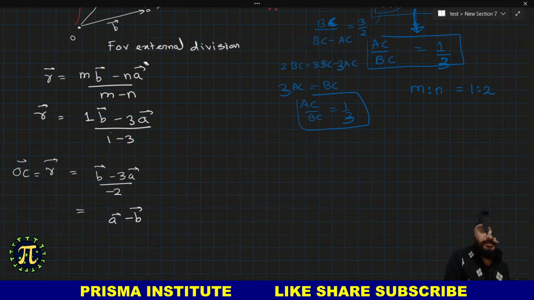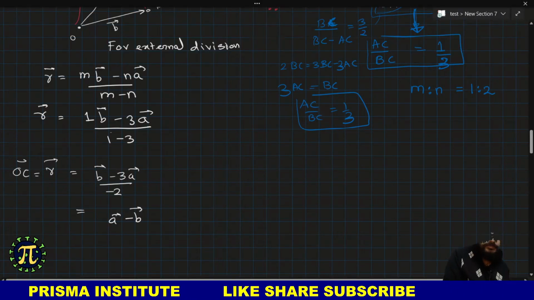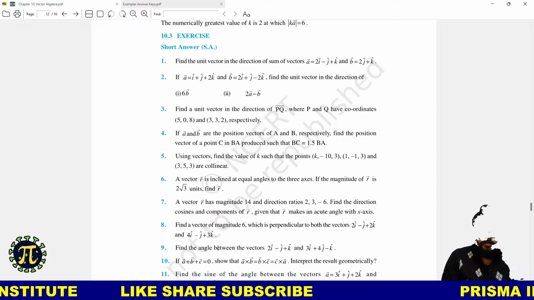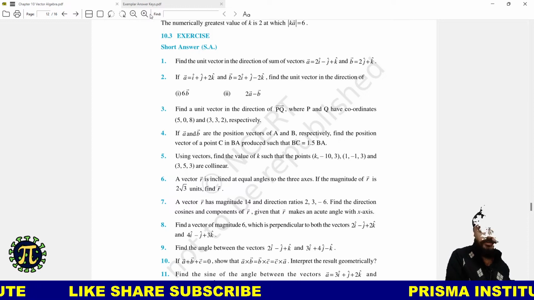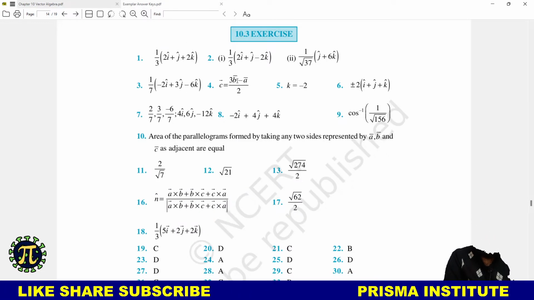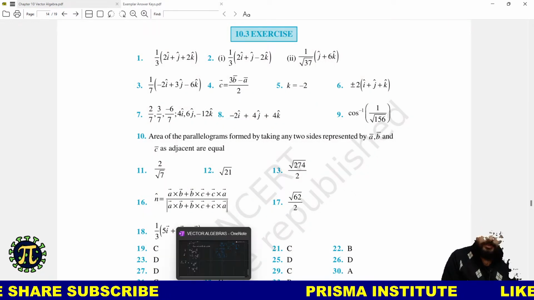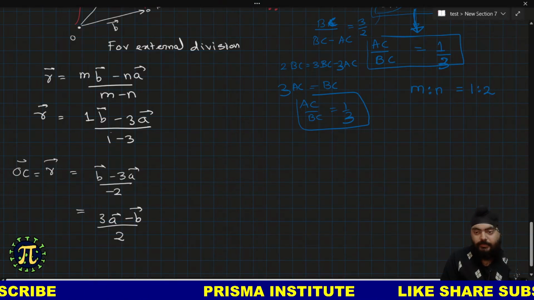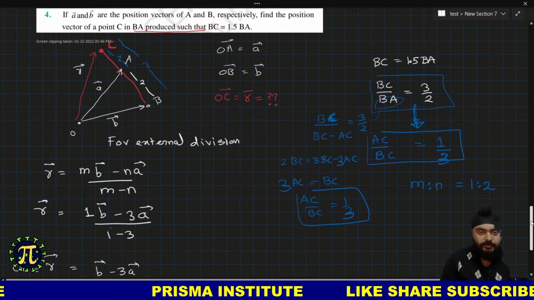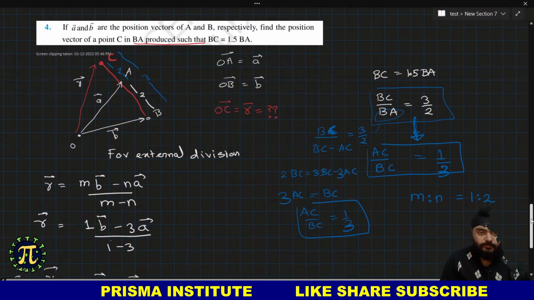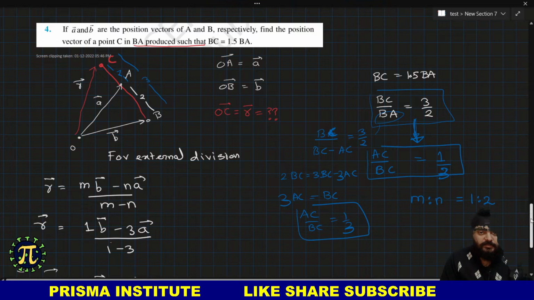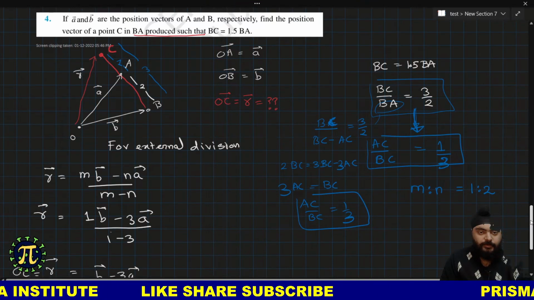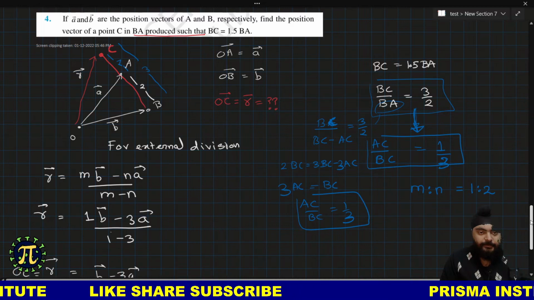So let's check our answer. So for this fourth question, our answer is 3B minus A divided by 2. और हमने यहाँ पे क्या लिखा? 3A. So what is the mistake here? So BC is 1.5 times BA. हाँ, तो C उस तरफ होगा. And 1 times B vector आएगा.